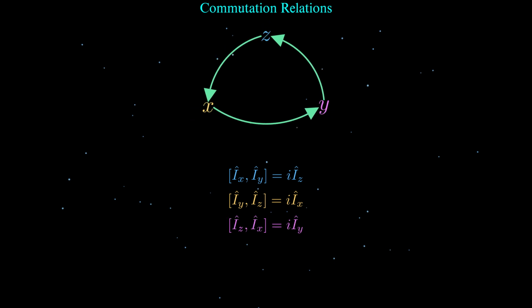That repeating pattern gives us a cyclic structure. It follows the cycle of x to y to z, and z back to x. So the commutator of the first two directions gives the third direction. And if you reverse the order, the sign flips. For example, the commutator of Iy and then Ix is equal to negative i times Iz.